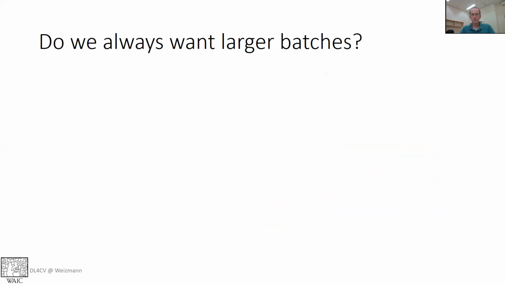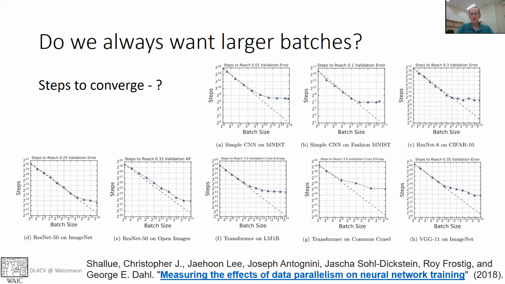So if we can go through the training data very fast with very large batches, do we need fewer iterations to converge? Do we need fewer epochs? Do we need less training time? Sadly, it seems like that's not exactly the case. Depending on the model and the task, these are different graphs for different models, different tasks, we are asking ourselves, how long does it take to train to reach some validation goal?